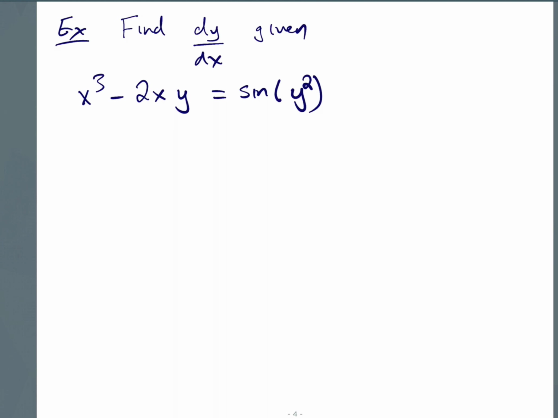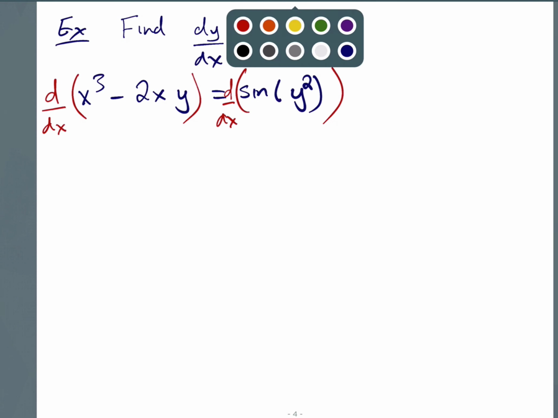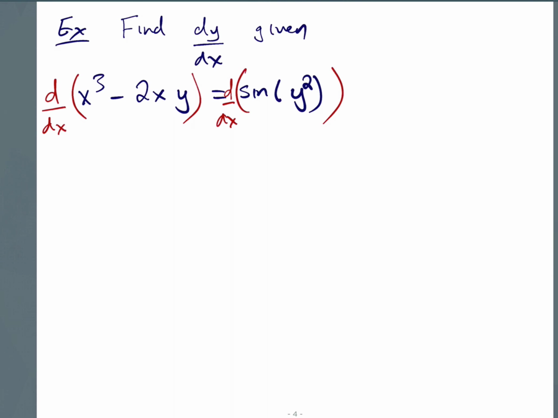So what's the first thing we do? Take the derivative. Derivative of both sides, right? Okay. So derivative of both sides. All right. Now, what do I get here? 3x squared. Okay, so no big deal, right?